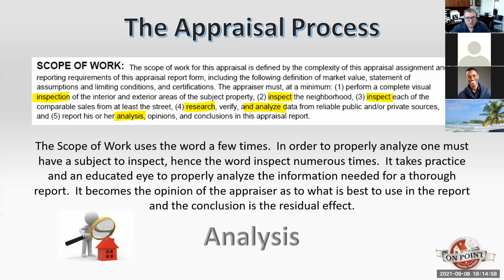We talked about undue stimulus last week. Would I use a comparable sale that was sold to an investor at $150,000 under everything else in the area? The answer would be no. But I'd have to use my opinion to say I can't use that, because my research tells me that property sold for a lot less than everything else in the area. It has undue stimulus, so I shouldn't be using it. That's where my opinion and analysis come in. But when I correlate all that information together, I come up with a conclusion, and that's the residual effect.